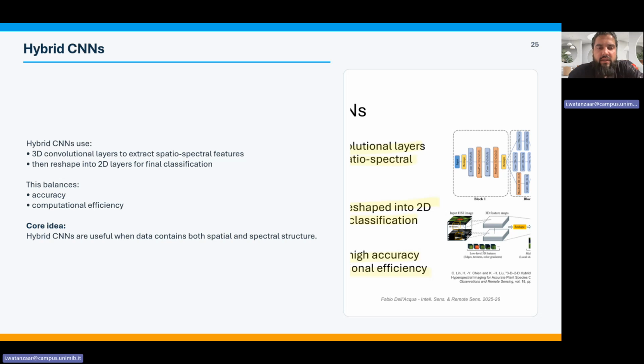Now we are looking into the hybrid CNNs. The hybrid CNNs use 3D convolutional layers to extract the spectral features. This is really important. As we discussed initially, deep learning helps with both the spectral and the spatial information. Here the hybrid CNN looks into this same problem: the 3D convolutional layers extract the spatio-spectral features, including both of them, then reshape into 2D layers for the final classification. This balances accuracy and computational efficiency. The core idea is that hybrid CNNs are useful when data contains both spatial and spectral structure, when both are present at the same time.